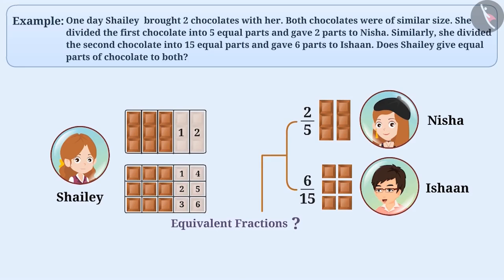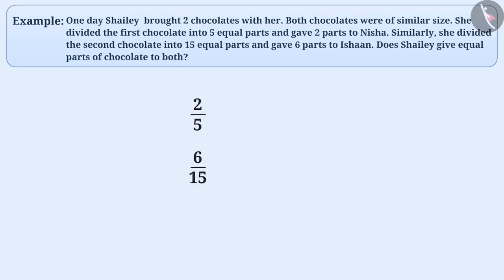When both of these fractions are equivalent fractions, then we can say that they have equal value. That means both received an equivalent share. So let's find whether 2 by 5 and 6 by 15 are equivalent fractions or not.